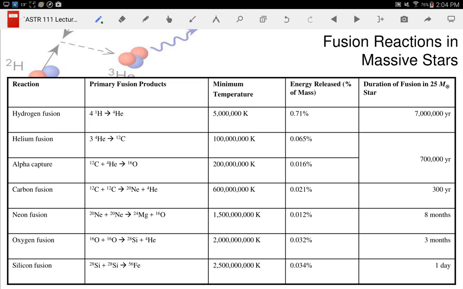And here is a breakdown for a 25 solar mass star of the times for each thing. So 7 million years fusing hydrogen to helium. And then 700,000 years fusing helium into carbon. 300 years fusing carbon into neon. You notice that change from 700,000 years to 300 years. Much hotter and many fewer atoms.